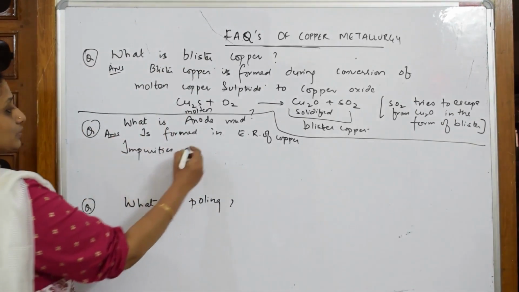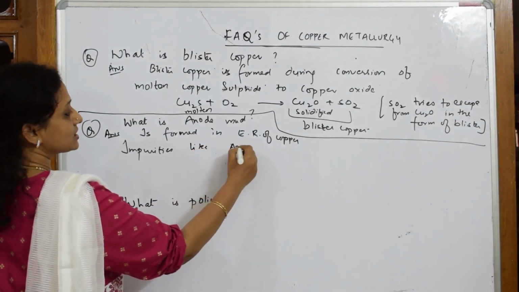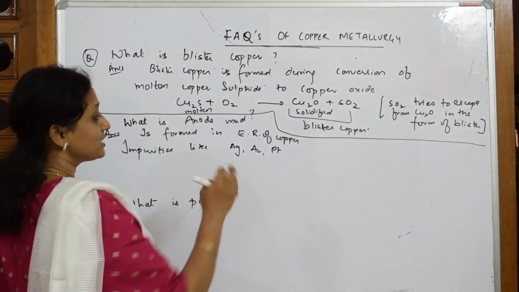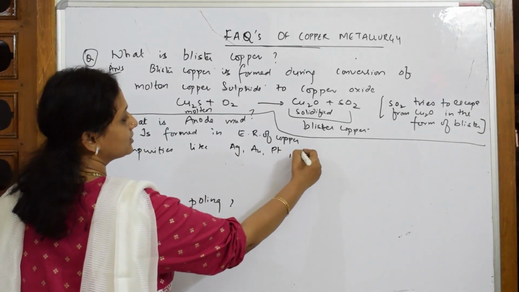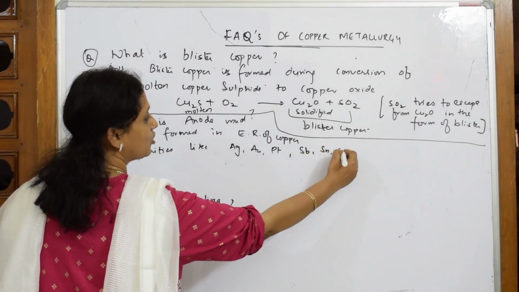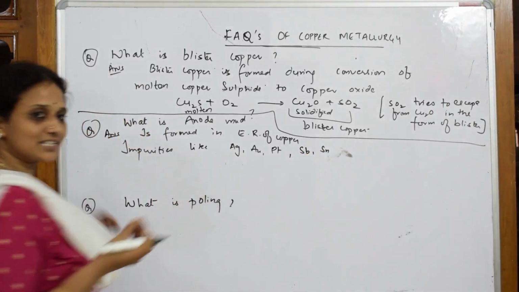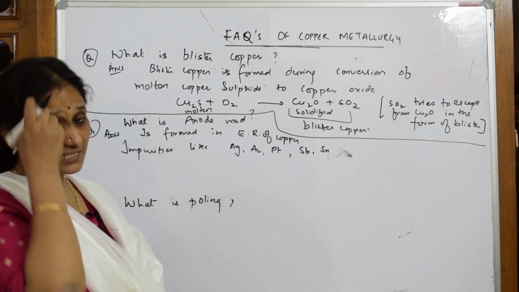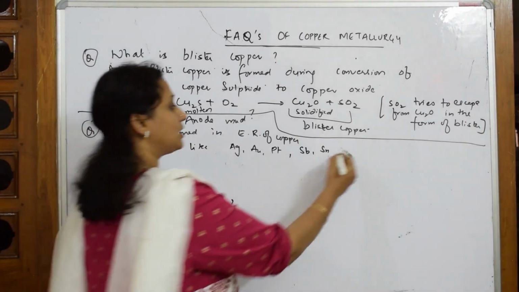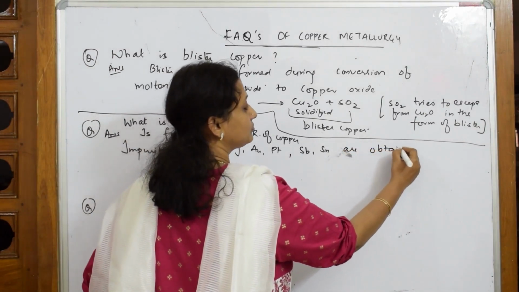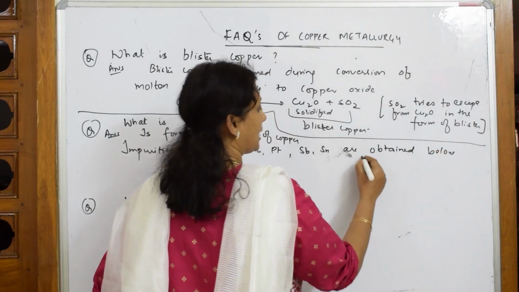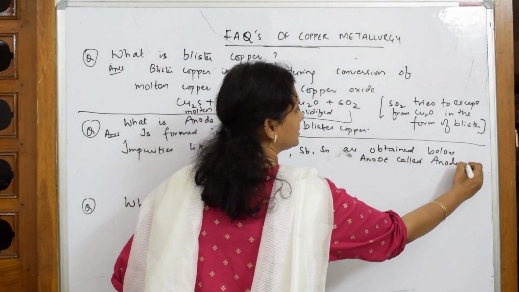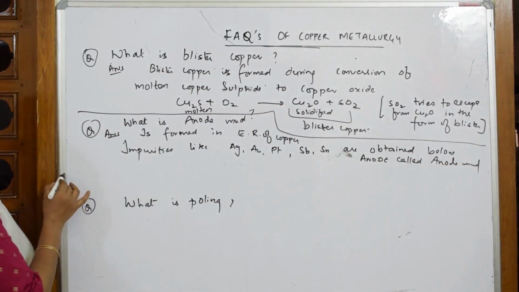So during that, what are the impurities which we see? We want to see silver, gold, trace amount, not kilograms, trace amount of silver, gold, platinum, antimony, tin, okay, and copper shouldn't be there. Yes, all these trace amounts are obtained below the anode, called anode mud. That's it. This is your answer, right? Done. Simple answer.